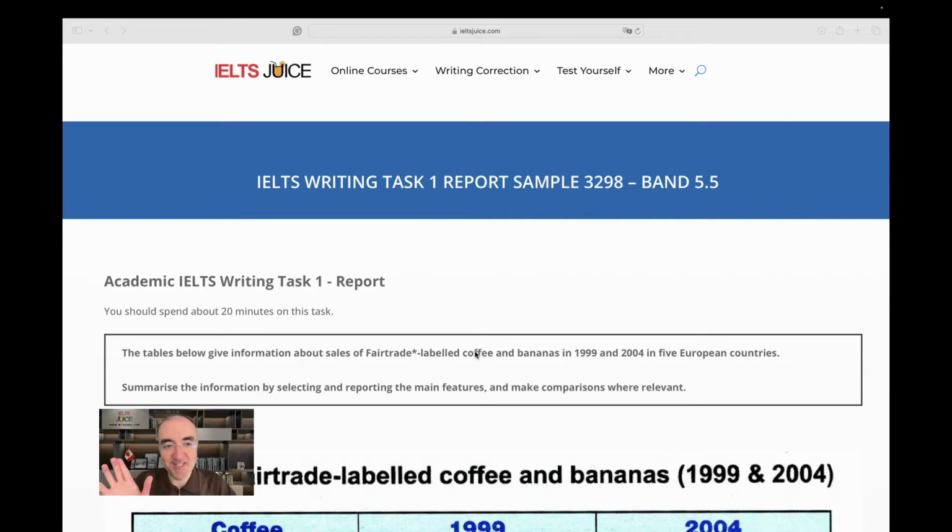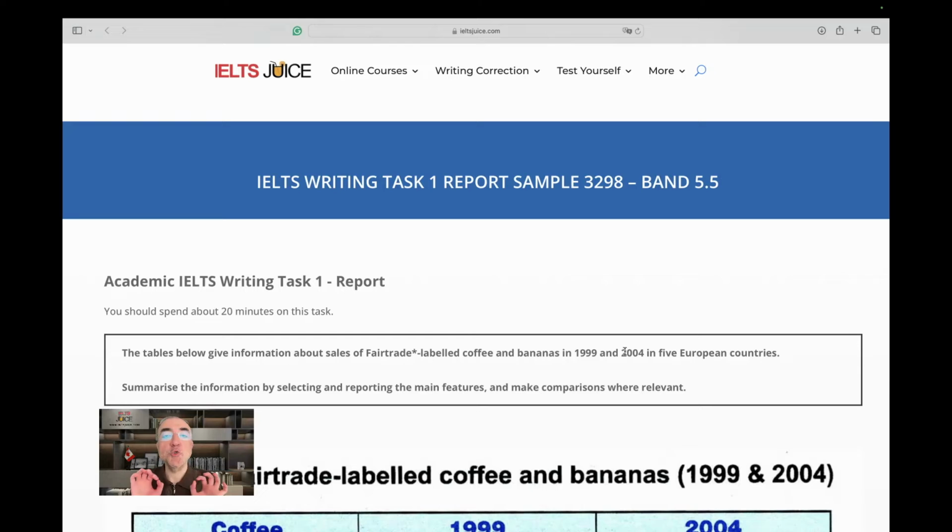And the rubric says, the tables below give information about sales of Fairtrade labeled coffee and bananas in 1999 and 2004 in 5 European countries. All right, so I have tables. It's more than one, so there are 2, maybe 3. I know already there are 2. And we're talking about coffees and bananas. There is an asterisk here. I will talk about this later.